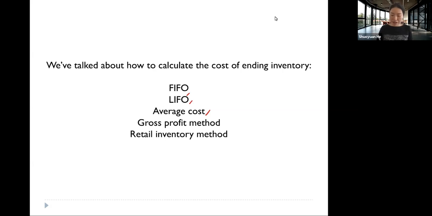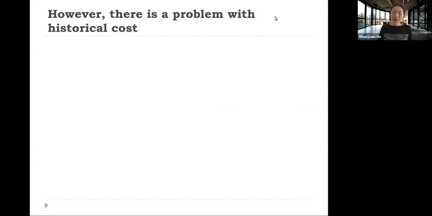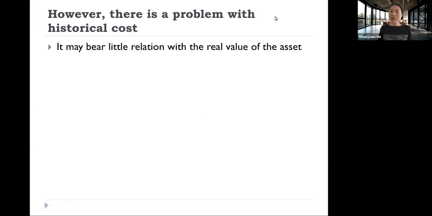And the methods we have are the gross profit method and the retail inventory method for the firm to do estimation under the periodic inventory system. However, all of these are historic. So all of those costs are historic costs of the inventory. And there's a problem with historic cost. The problem is it may have little relation with the real value of the asset.